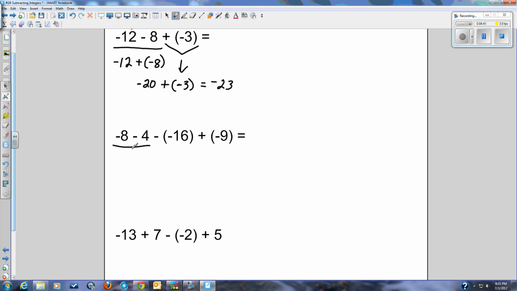Now, just to give you a little extra idea on how to do these, if you don't like the idea of changing your minus sign to a positive and changing the sign on the second number, think of it in terms of temperatures again. Let's try that. Negative 8 minus 4. If it's 8 below 0 and it gets 4 degrees colder, it's 12 below. It's negative 12. Now let's bring down the rest of the problem.